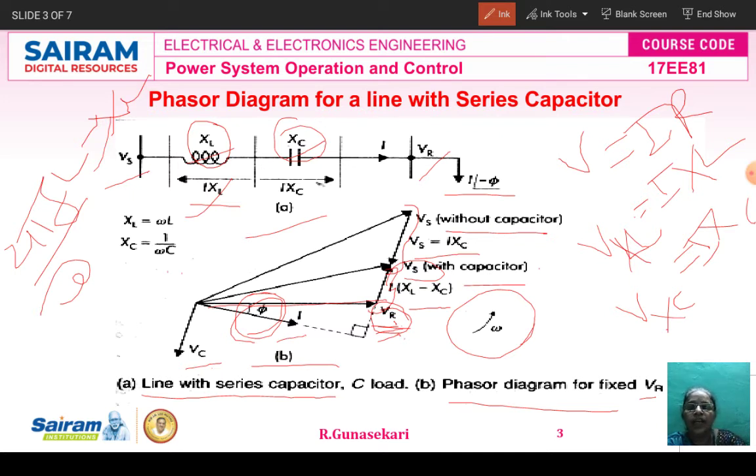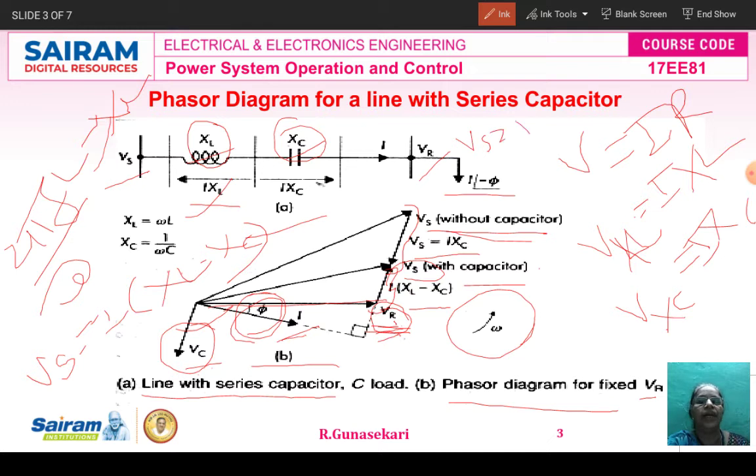Then the voltage across the capacitor VC lags behind the voltage VR but leads the current I by some angle. Then Vs is the sending end voltage with the capacitor. This is nothing but I into XL minus XC. Therefore, Vs with the capacitor equals I into (XL minus XC). And the sending end voltage Vs without the capacitor is equal to I into Xc only, since we are considering the capacitive reactance only.